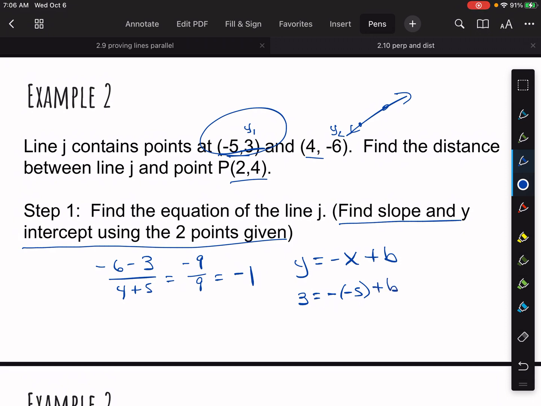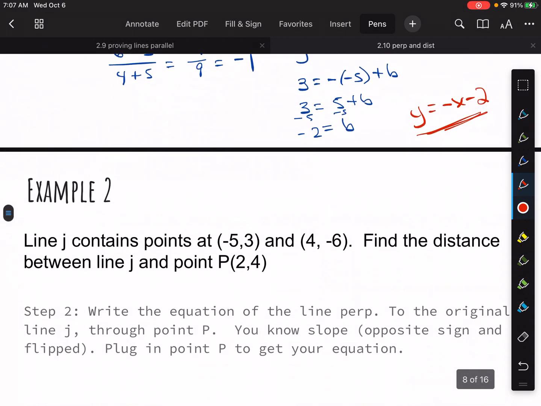All right, so when I do this, I get 3 equals +5 plus b. To get b by itself, we subtract 5 from both sides, and we get b is equal to -2. So for my final equation for step 1, and this is a lot of work, so I give you a lot of space, we get y equals -x minus 2. We're going to want to hang on to that because we're going to need it.